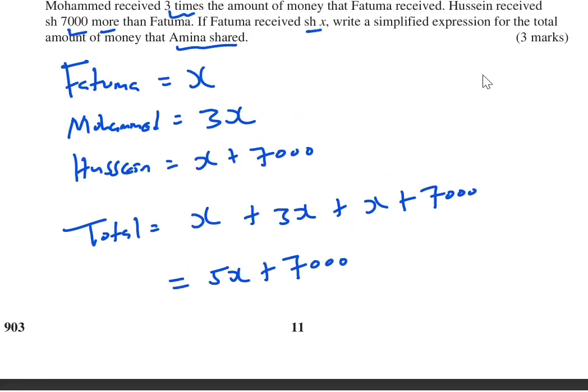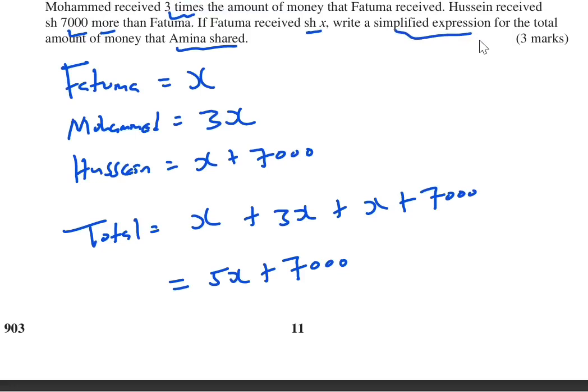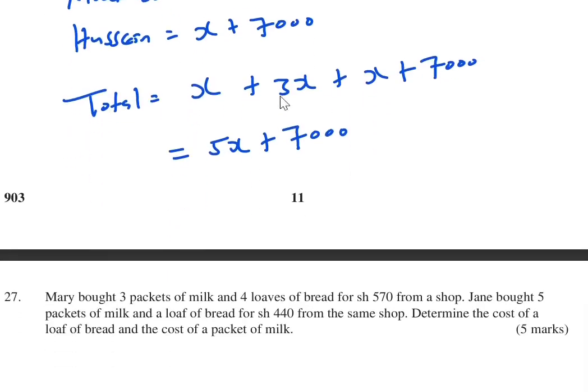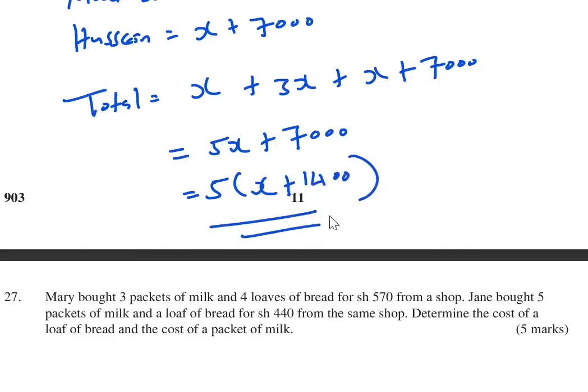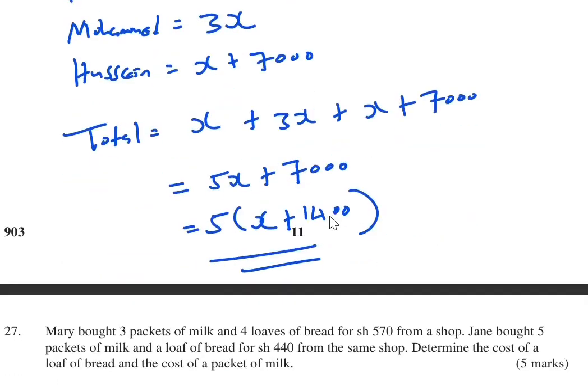Remember, you want a simplified expression. So what does simplified mean? We factorize. So here I can see 5 is common. 5 and here it is common. So I'm going to factor out 5. I remain with X. So 7,000 divided by 5, I can say is 1,400. So it is 5 times X plus 1,400. So that is a simplified expression, you score those 3 marks. Continue to number 27.